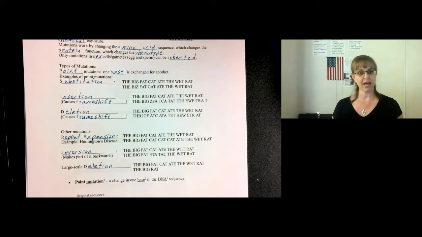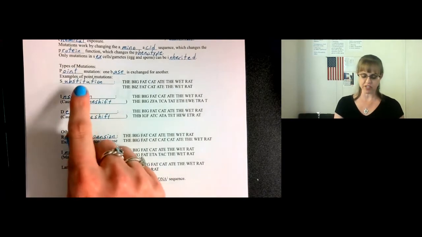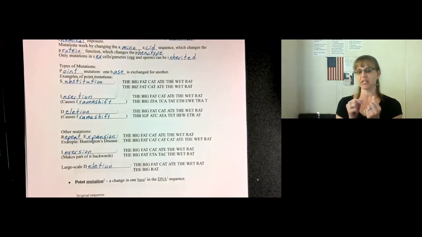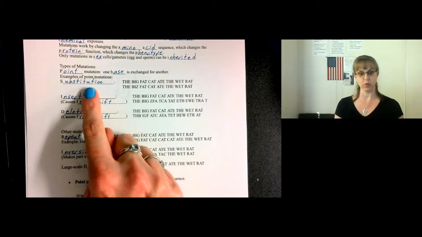Let's look at some different types of mutations. First of all, you can have a point mutation. One little point in the DNA is mutated. One base is exchanged for another. So either A, T, G, C, or U is switched with one of the other letters. Here are some examples of point mutations. Substitution is when one letter is substituted for another.